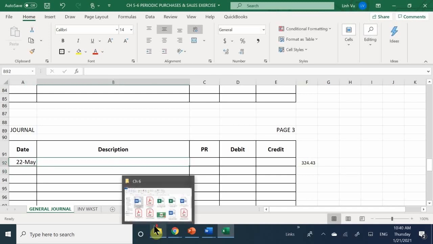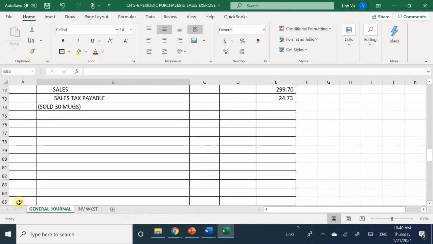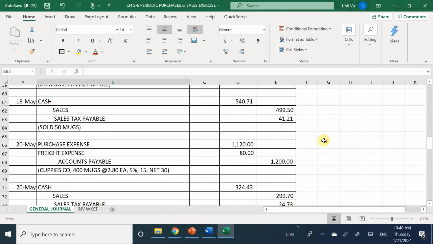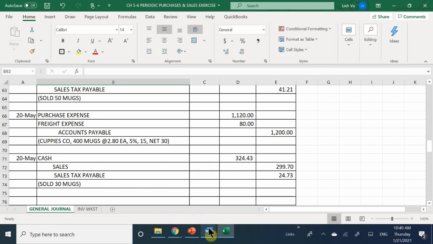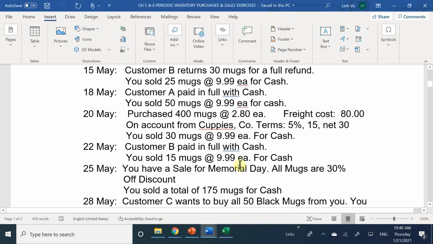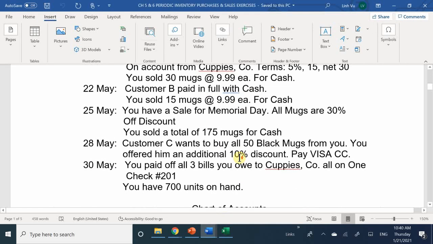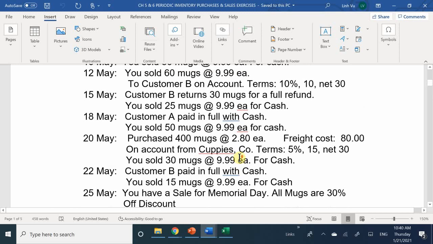Now, let's look at this conclusion. Sorry, I'm on this page. When did he actually make the purchase? He made it on the 12th. Did he make his discount period? Yes, today is the last day. Today is the last day.